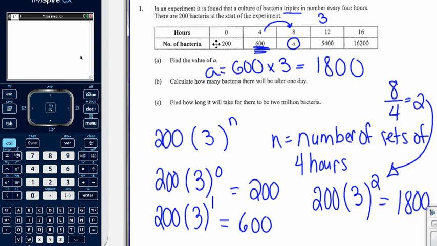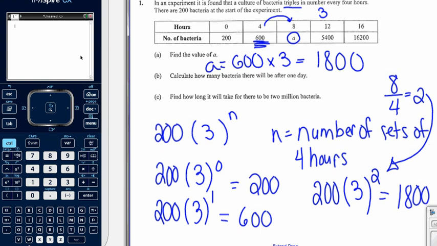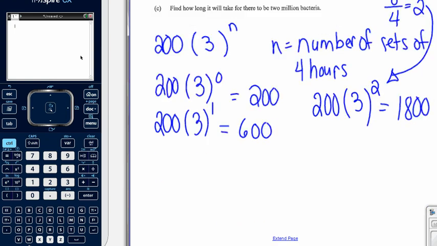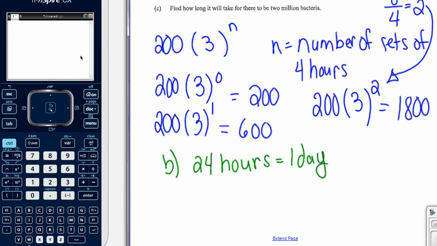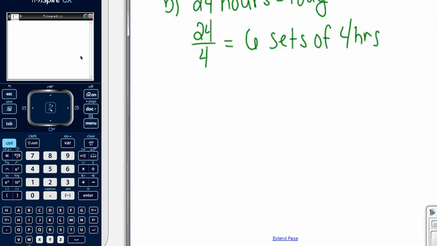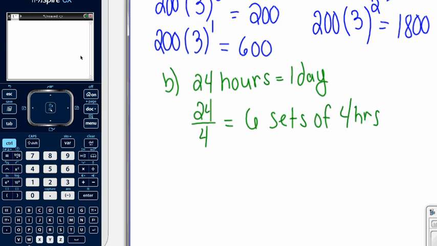Okay, how many bacteria will there be after 1 day? So, of course, we know there are 24 hours in 1 day. And 24 hours contains 6 sets of 4 hours. If we do 24 hours divided by 4 hours, we get 6 sets of 4 hours. Okay, so n is going to be 6. We can continue to use that same formula. So we still started with 200 bacteria. It's going to triple every set of 4 hours, so 6 sets of 4 hours.